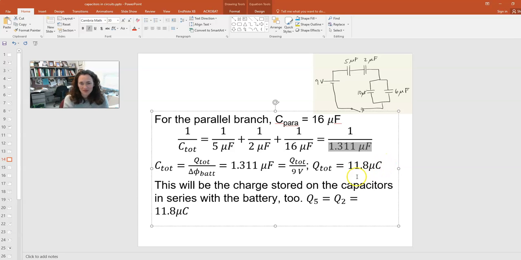Okay. Now, this charge, 11.8 microcoulombs, will be the same as the 5 microfarad capacitor's charge and the 2 microfarad capacitor's charge because they're in series with the battery. So Q5, Q2, those are both 11.8 microcoulombs. All right?